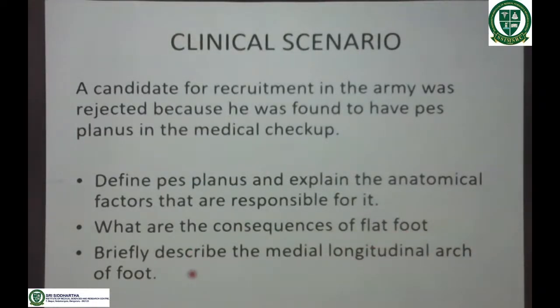The next one: briefly describe the medial longitudinal arch of the foot. In that, you should first tell about the bony framework of this medial longitudinal arch, then its different parts, like ends, pillars, summit, main joints, then the factors maintaining the medial longitudinal arch, which include the intersegmental ties, staples, slings and tie beams. You should explain those factors with the help of the diagram.